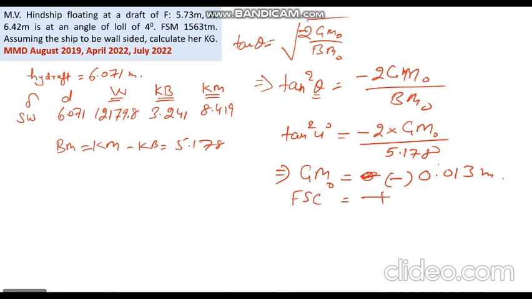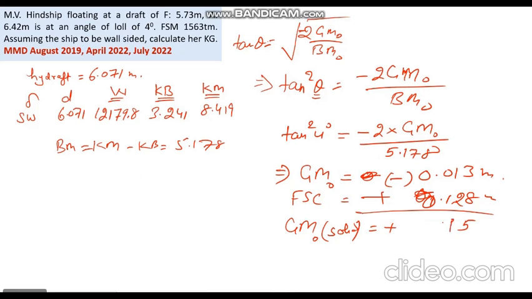FSM is given. 0.128. Okay, 0.128. This will give us GM initial solid, beta, which will be equal to now plus 0.115, positive. Yes, sir. This is our G. KM initial is 8.419, and this gives us the KG of the ship as 8.3. That is the answer to the question, guys.